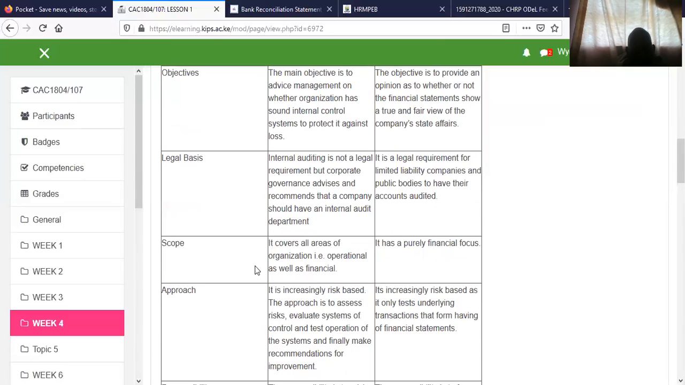In terms of scope, internal covers all areas of the organization, i.e. operational as well as financial, whereas external is purely financial. It does not focus on any other areas as opposed to the internal.